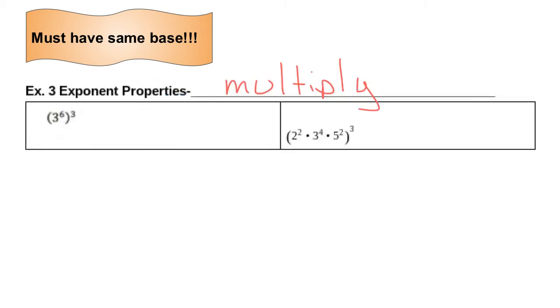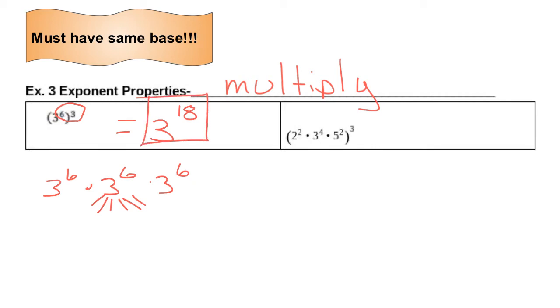In example 3, if we are seeing exponents raised to an exponent, once again, we need to make sure that these have the same bases, but you're simply going to multiply. So if we say 3 to the 6th, all to the 3rd, what we are looking to do here is going to be 3 times 6, which is going to make our exponent 3 to the 18th. This definitely beats the alternative, if you think about what this really means, 3 to the 6th times 3 to the 6th 3 times. And then we would have to expand all of these 3's 6 more times, which is going to be a lot easier if we just multiply those exponents.